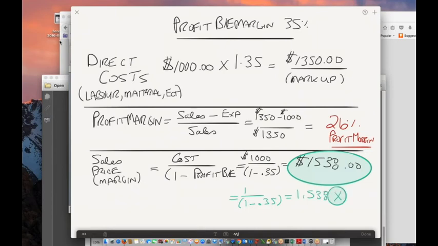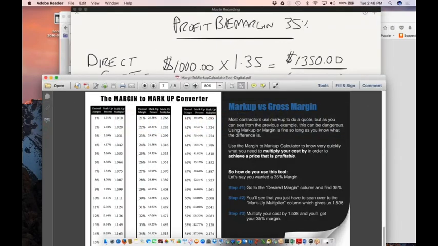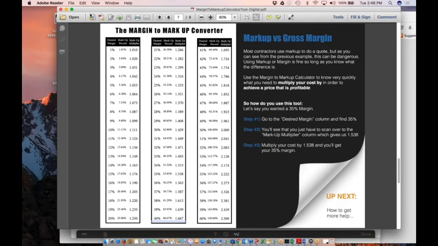Now what's the value of this? Well, let me show you what the value of this is. I've put together for you guys a tool, the tool that I shared with you. Let's see if I can pull it up. On page 7 of this tool is what I call the margin to markup converter. So let's say, for example, let's see if I can test you guys. Say, for example, we wanted to make 25% margin. What would our multiplier factor be?